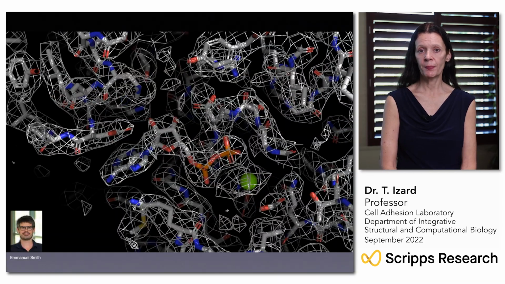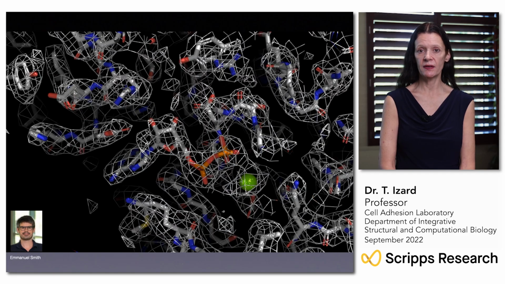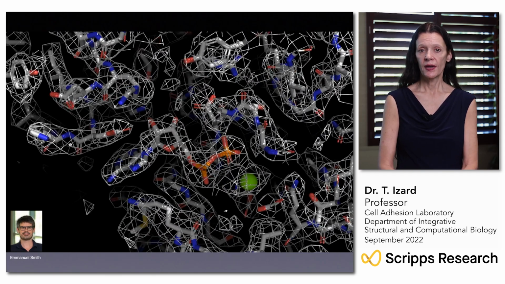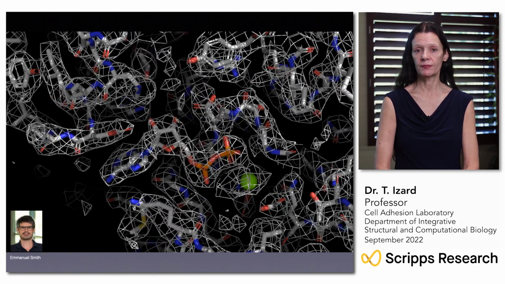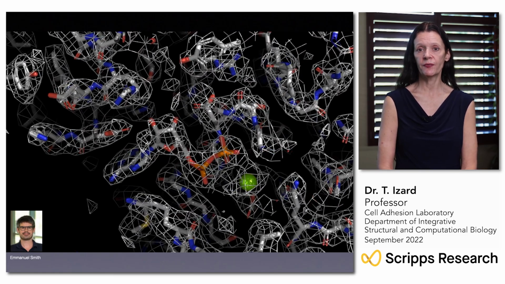This is a Coulomb map from our cryo-EM structure showing the bound ADP and magnesium. As you know, it always helps to have high resolution. So this kind of high resolution detail was very helpful for us to have.